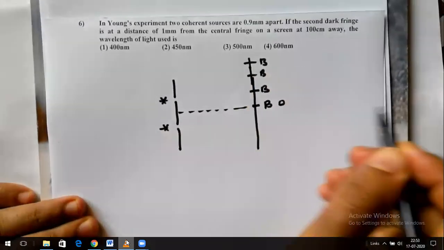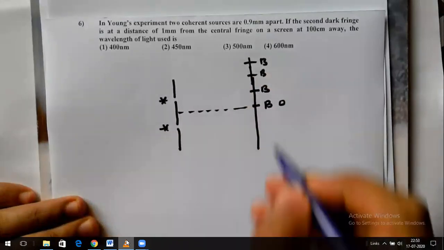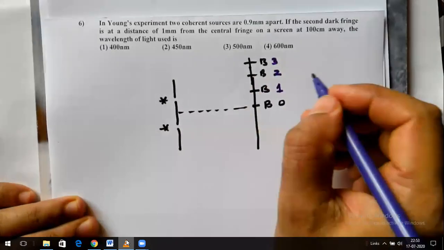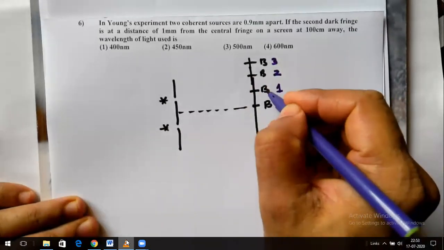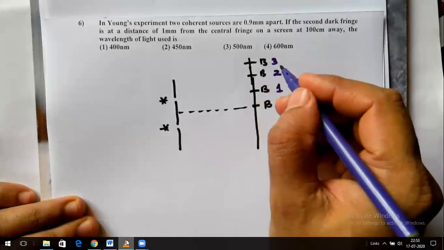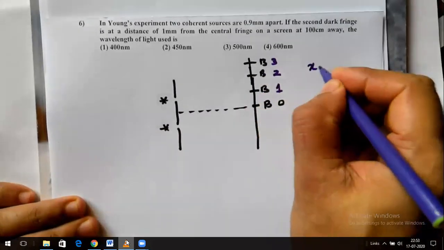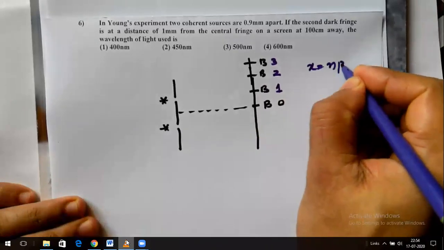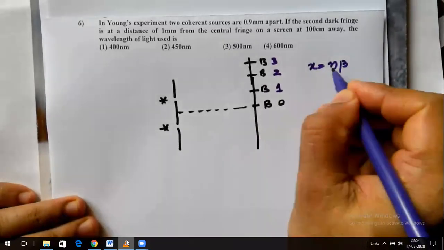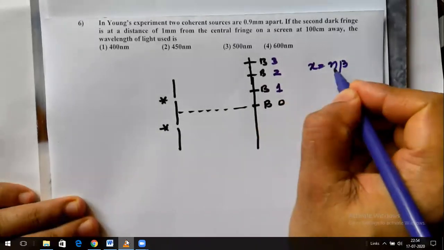So this corresponds to the 0th fringe, this is the first bright fringe, this is the second one, this is the third one. The first bright fringe is at a distance of 1 beta, the second at 2 beta, the third at 3 beta. So if you are asked the distance of any bright fringe, it is n beta, where n is 1, 2, 3, etc. For the first bright fringe, put n equal to 1. For the second bright fringe, put n equal to 2.